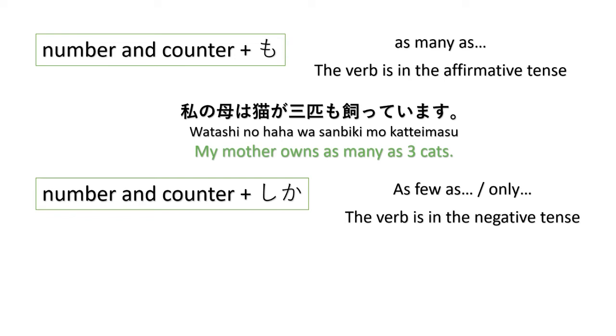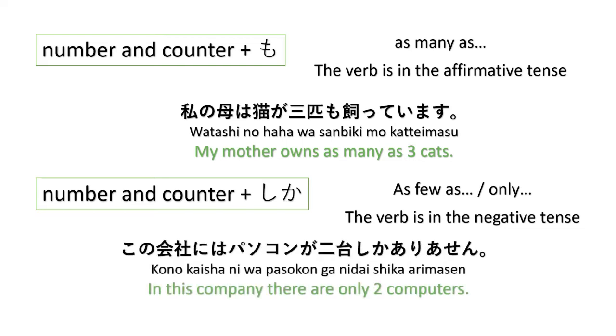For shika, shika is translated as few as or only. And the verb in the sentence is in the negative tense or negative form. Kono kaisha ni wa pasokon ga 2台しかありません. Okay? So here we have arimasen, which is the negative tense of arimasu.